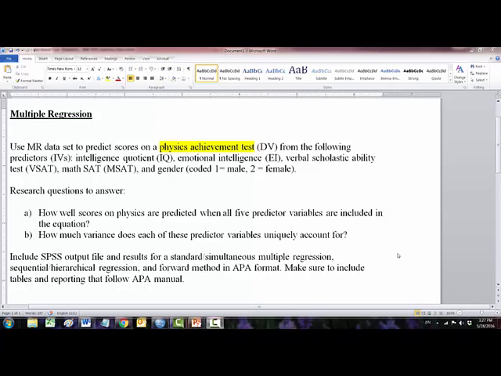For our multiple regression example, we are going to use this hypothetical data set and questions. We are going to predict scores on a physics achievement test based on the 5 independent variables: IQ, EI, BSAT, and MSAT, as well as gender. So one dichotomous variable coded as 1 and 2, and the others are quantitative variables. So the research question is how well scores on physics are predicted based on the 5 independent variables.